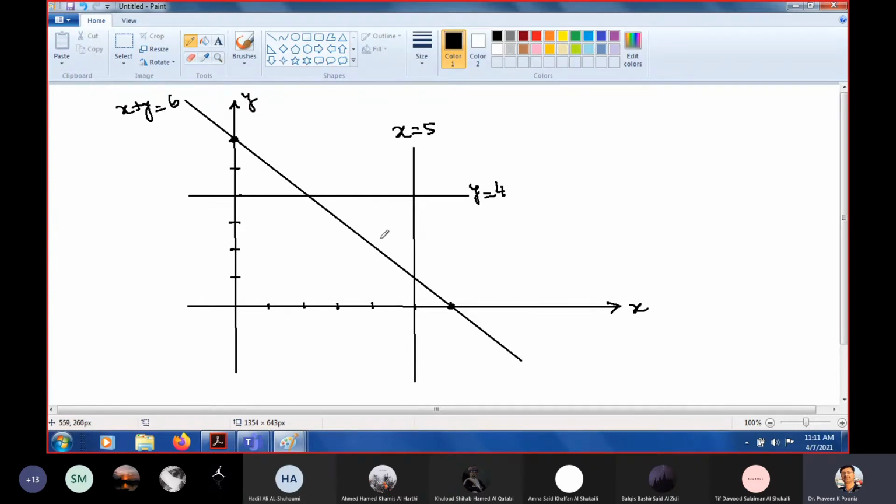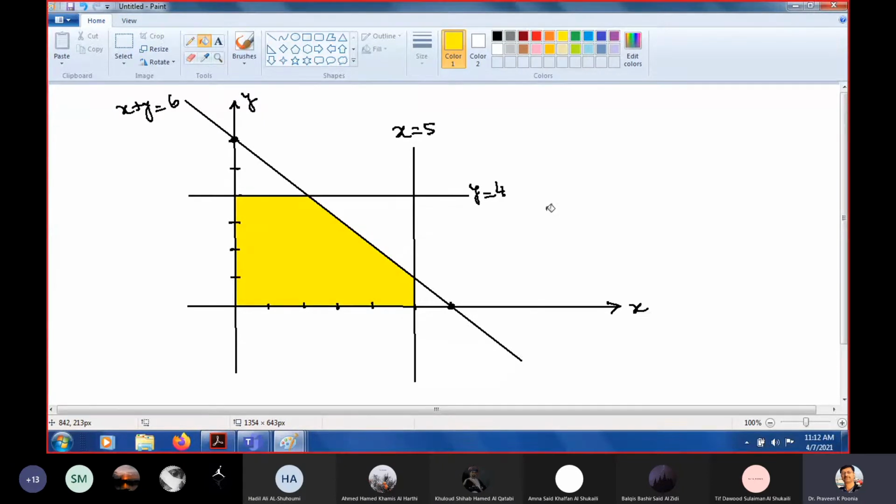Now you can see, a little attention. Here less than this. Here less than this. Here less than this. Y is less than 4. This side less than means the origin side. Here y is greater than 0 and here x is greater than 0. So where is the shaded portion? If you look, the shaded portion is here.